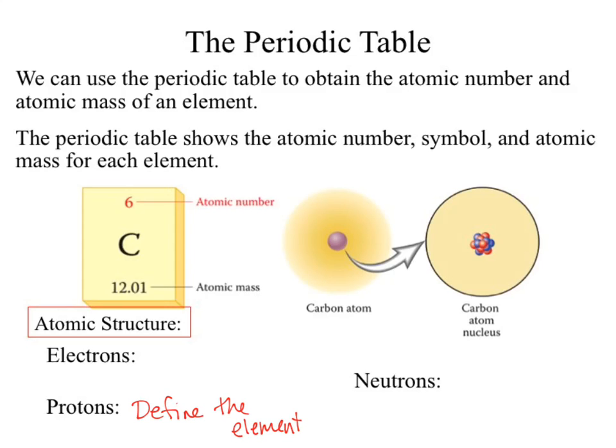Okay, what do the neutrons tell us? What do neutrons contribute? What was their charge? Big old donut hole. They had no charge, so they can't contribute to the charge. What do they contribute? The mass. Neutrons contribute to our mass.